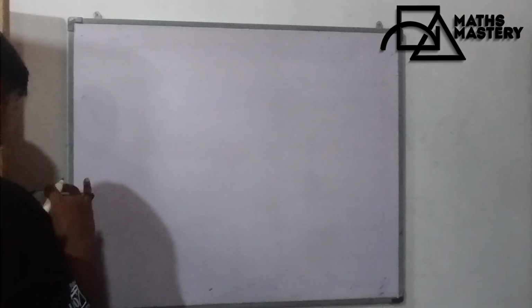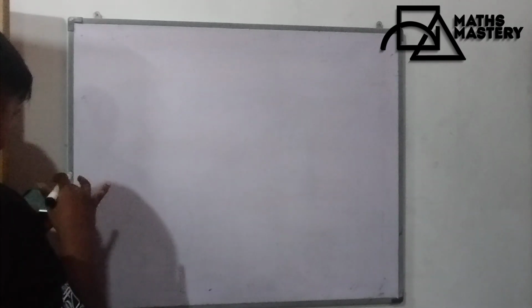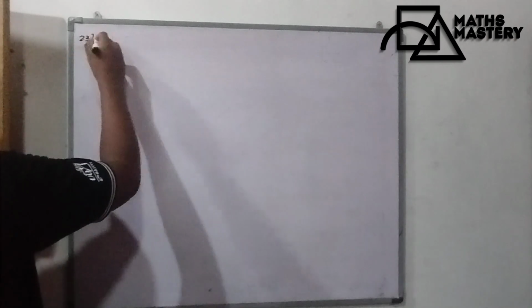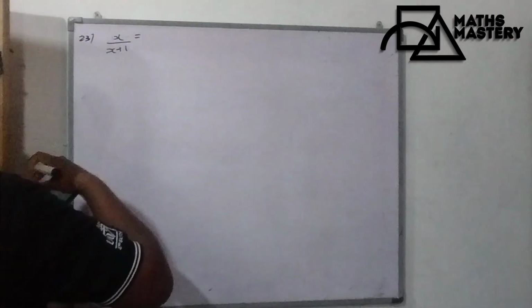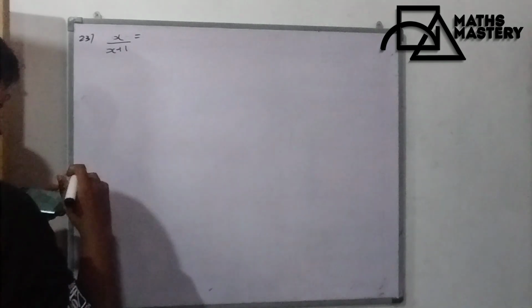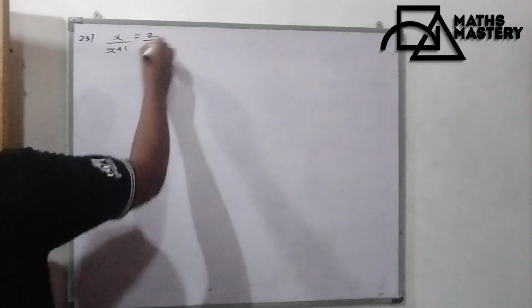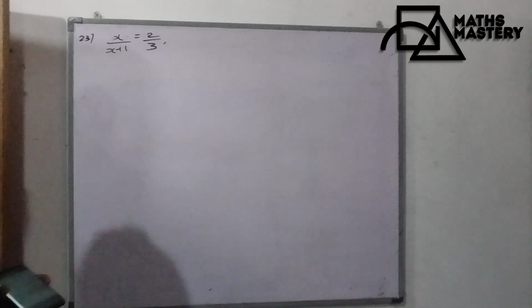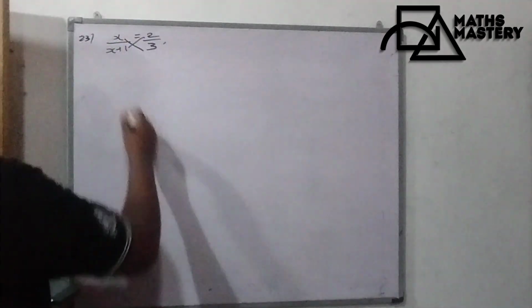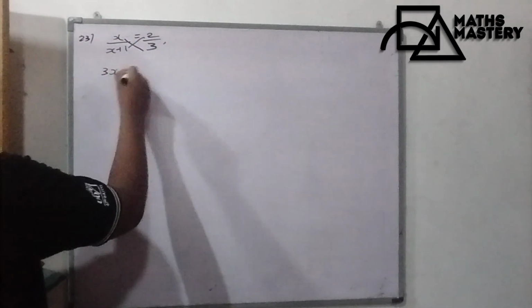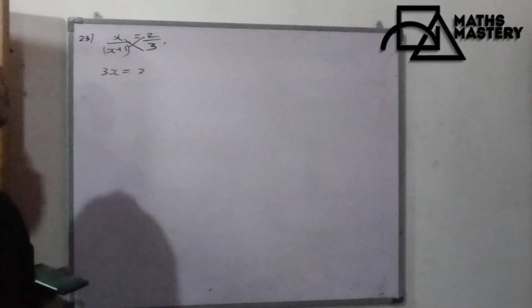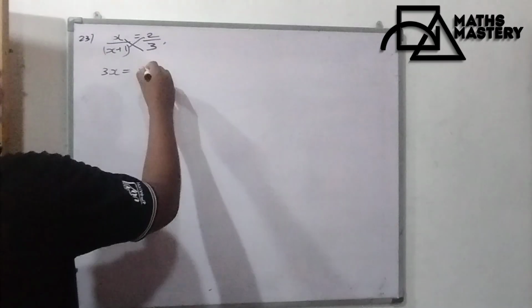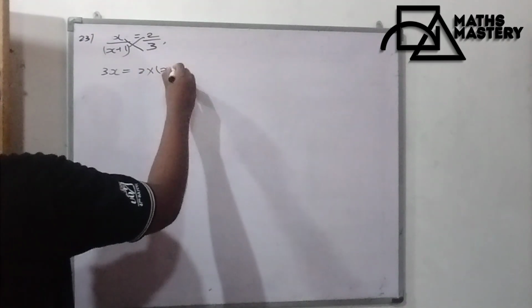Now we are about to go for the 23rd question. Solve x over x plus 1 is equal to 2 over 3. Now there's an equal sign. When you see an equal sign, you do the cross multiplication. 3 multiplied by x, 3x equal to, and you should multiply. Now see, this is a binomial expression. You see what you're going to do? Put the bracket. Multiply by x plus 1.